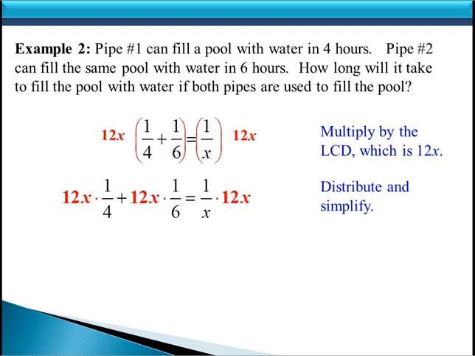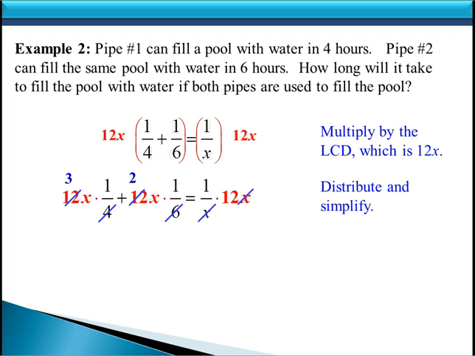Now, when we do this, we should be clearing all the fractions. Notice that with the 12x times 1/4, 4 and 12 have a common factor of 4. So the 4 goes away and 4 goes into 12 3 times. So we're left with a 3 there. Then with the 12x times 1/6, 6 and 12 have a common factor of 6. So the 6 is going to cancel and the 12 is going to become a 2. Or you could think of it as 12 divided by 6 is equal to 2. And then on the right side, the x's are going to cancel. So all the denominators are canceling, which means all the fractions are getting cleared.